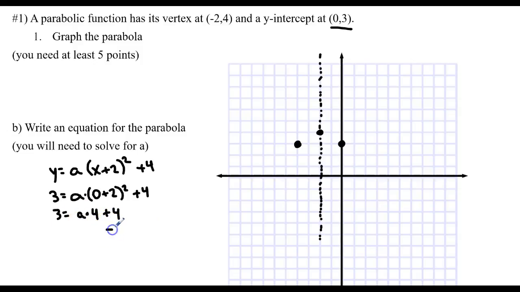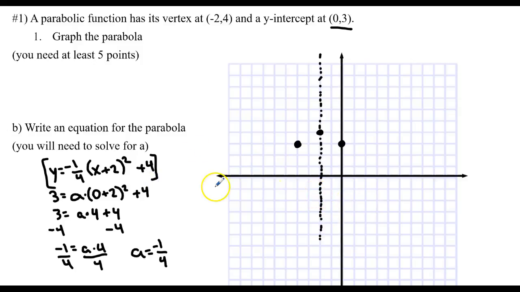So I'm just going to get rid of this plus 4 by subtracting it from both sides. And I get -1 equals a times 4. Or if you like, you could write 4a, which is how we normally see it. I'm going to divide both sides by 4, and we get a equals -1/4. And then since we have an eraser, we'll just erase this a value because we know what it is now. It's negative a fourth. So now I can use this equation to graph my other points.